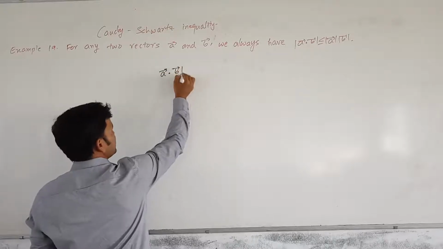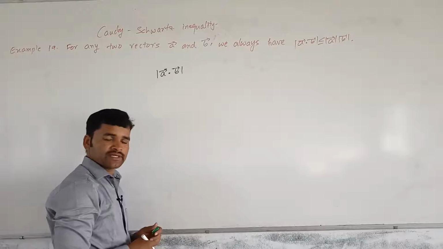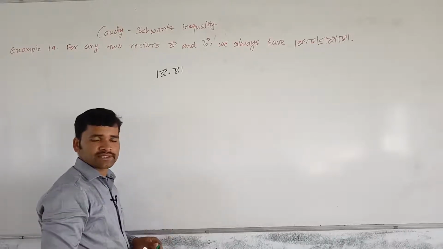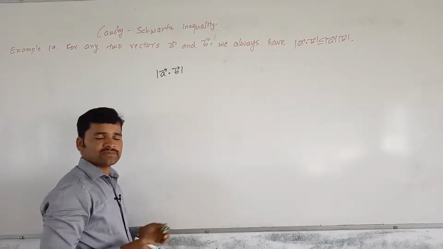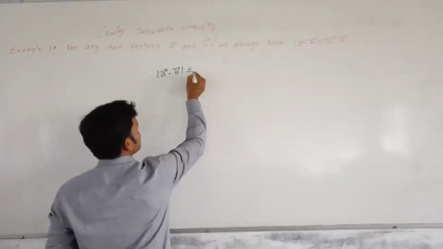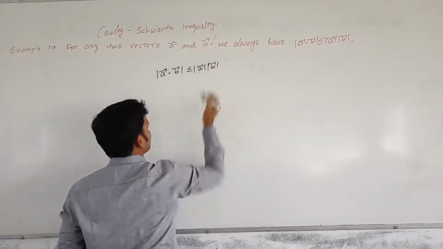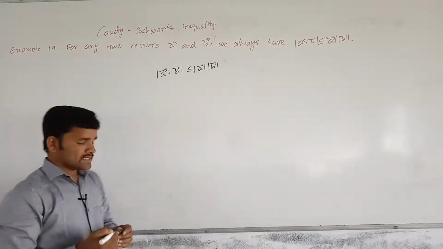modulus of A dot B. We should not say it as magnitude of A dot B. Why? A dot B is a real number, a scalar quantity. How will there be a magnitude of that scalar quantity? It is modulus, meaning a positive value. Modulus of A dot B is less than or equal to magnitude of vector A into magnitude of vector B. This one we are going to prove here.